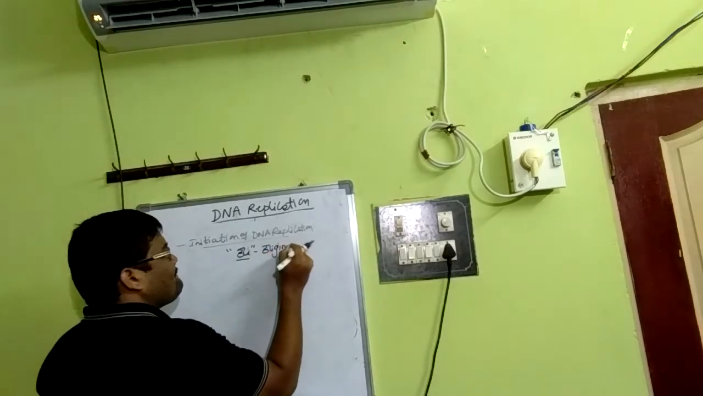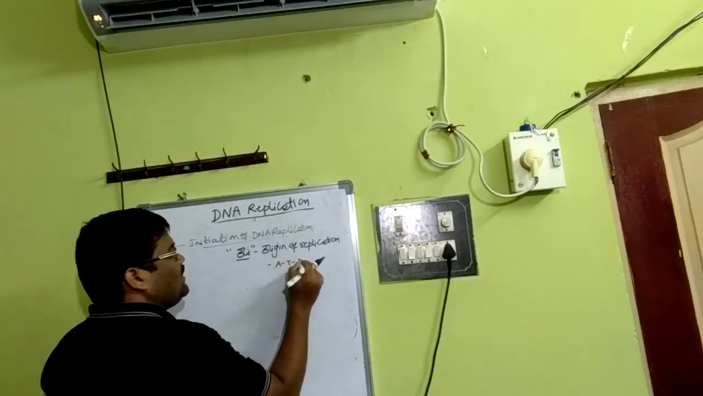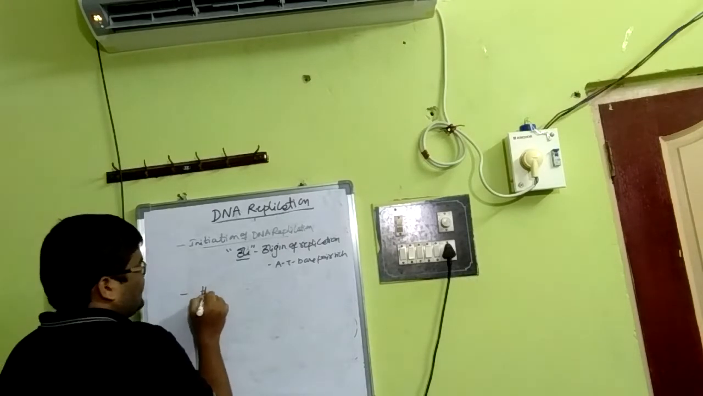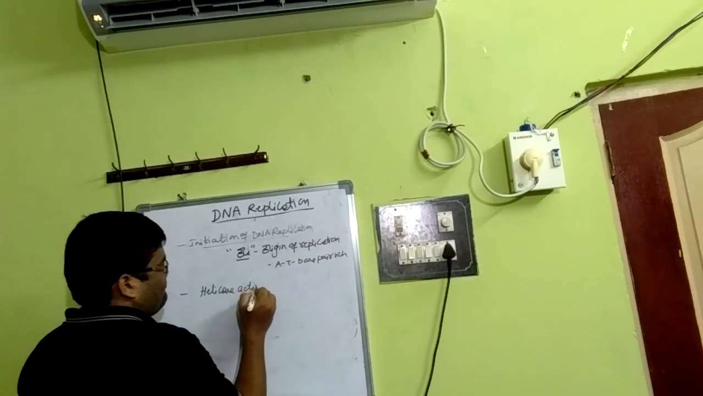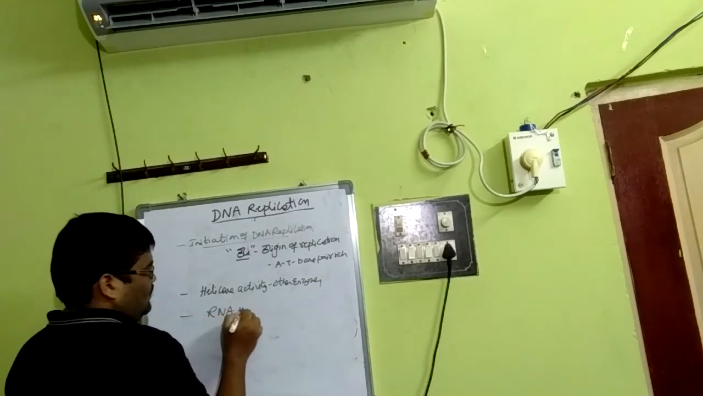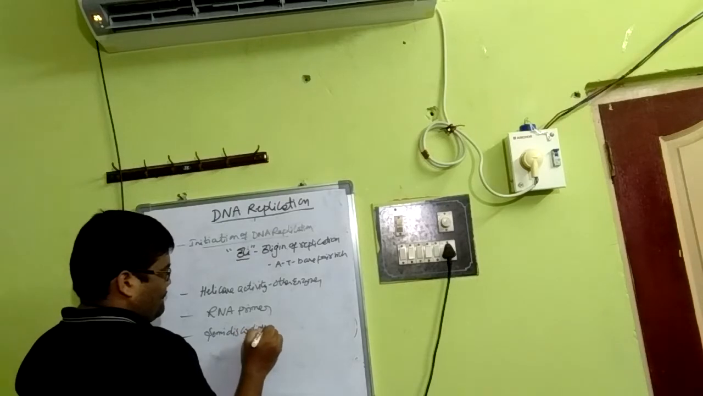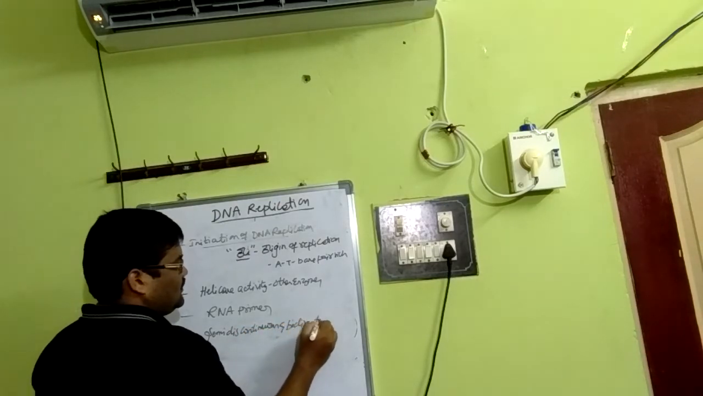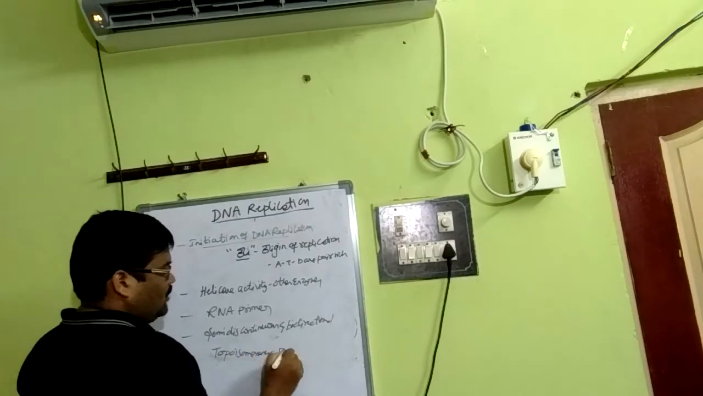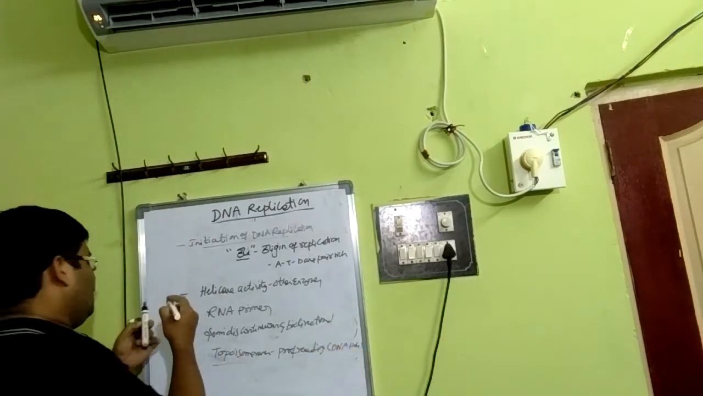Origin of replication: they are nothing but AT base pair rich portions. Number 2, helicase activity and other enzymes. Number 3, RNA primer. Number 4, semi-discontinuous and bidirectional replication. Number 5, topoisomerase activity and proofreading by DNA polymerases. These are the broad steps involved in DNA replication.